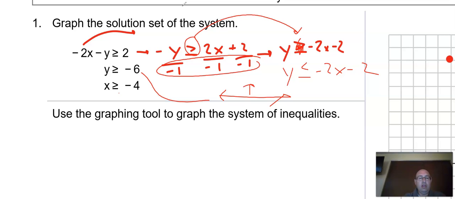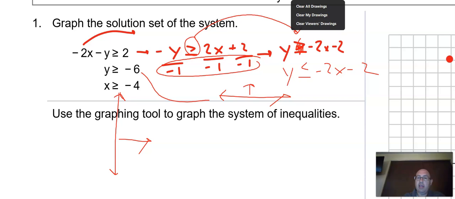This one is, believe it or not, a vertical line. It is a solid vertical line. Anything that's x equals is always a vertical line, and greater than for a vertical line would be shaded to the right. Less than would obviously be shaded to the left. This one's going to be a solid line.